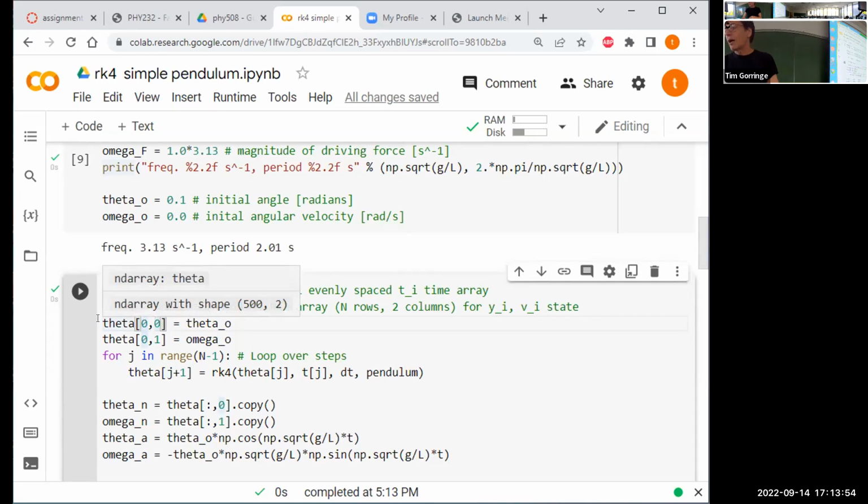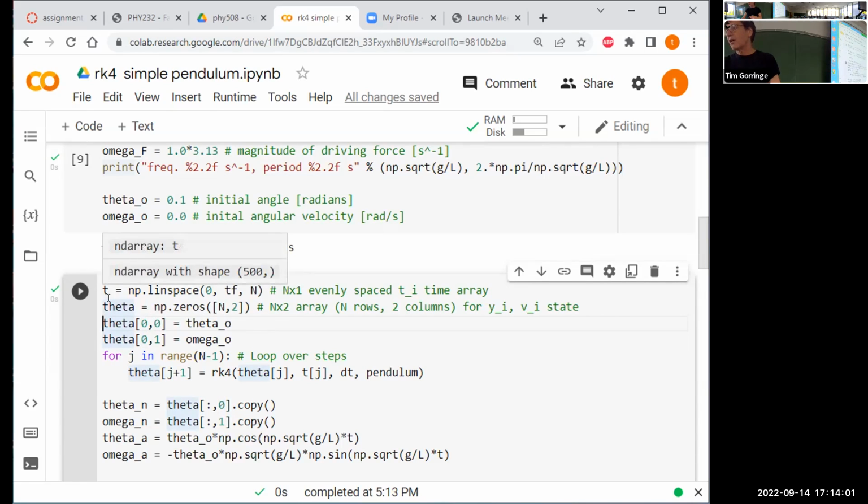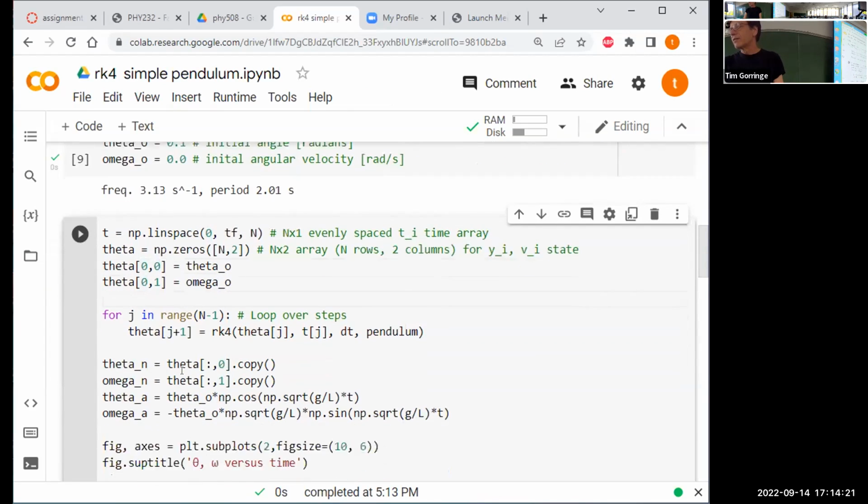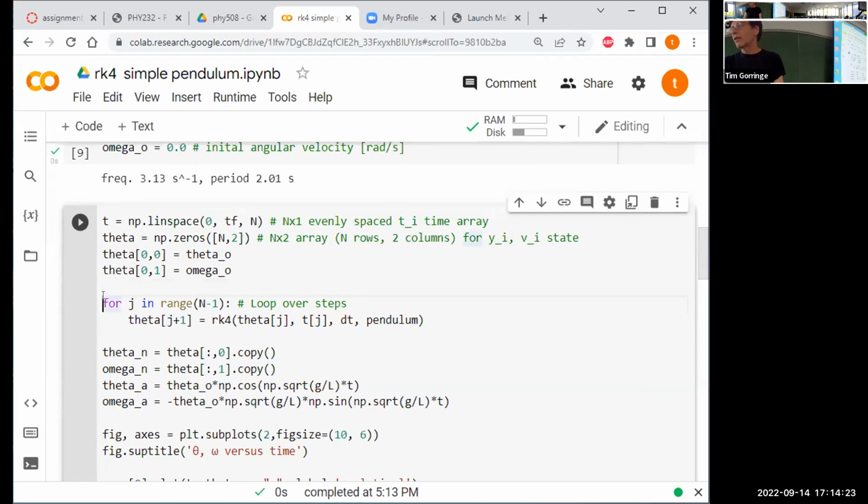I'm going to set the initial time, the initial angle and the initial angular velocity to be those two initial conditions that I set up here. So I'm just going to initialize those two array elements to my initial conditions. So that's that stuff. Then here's the actual calculation. All the calculation is done in this one little loop here, for loop.